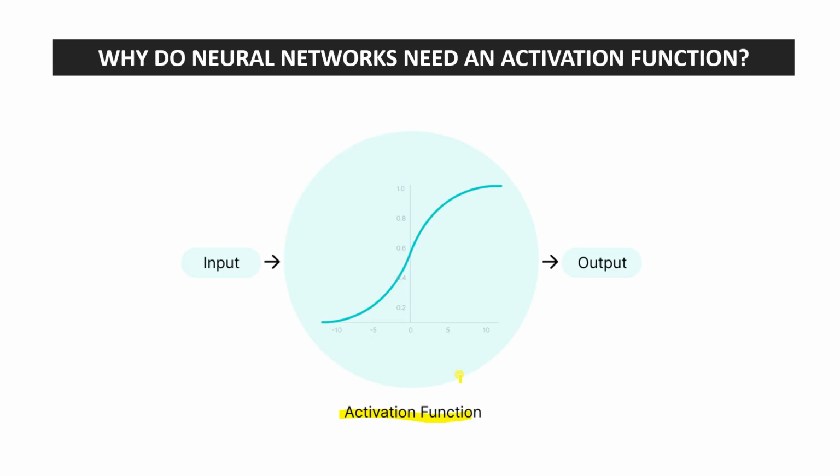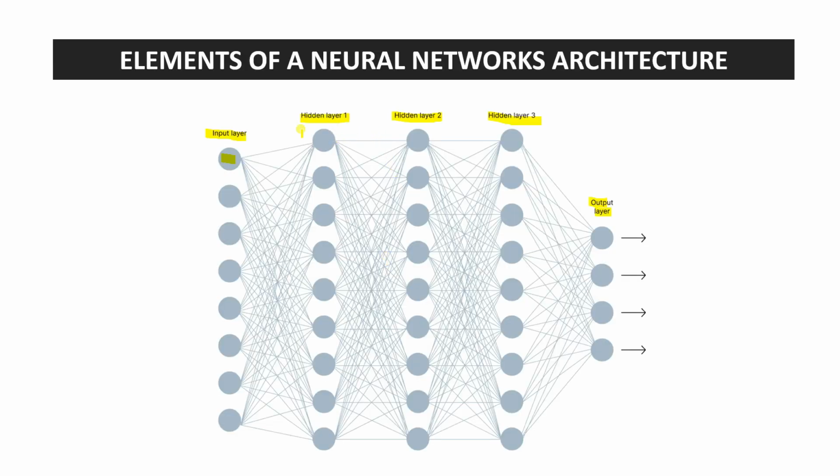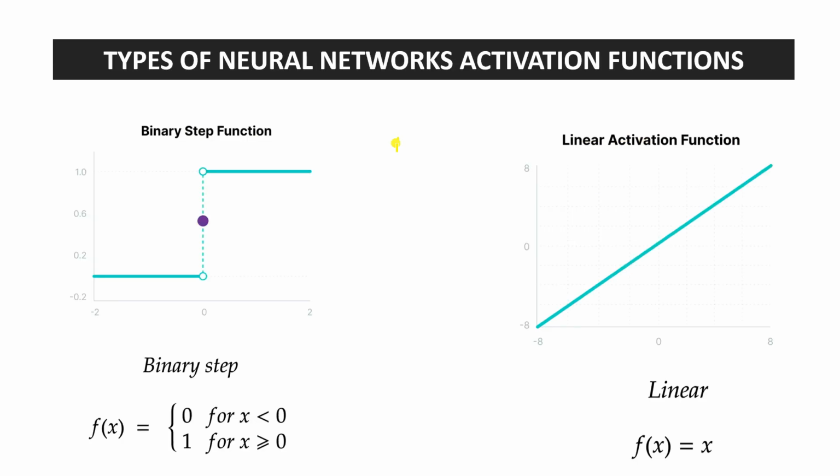So what will happen in this case is every neuron will perform a linear transformation on the input using the weights and biases. It doesn't matter how many hidden layers are attached in the neural network. All the layers will behave in the same way, because the composition of two linear functions is a linear function itself. There are three types of neural network activation functions that are widely used.